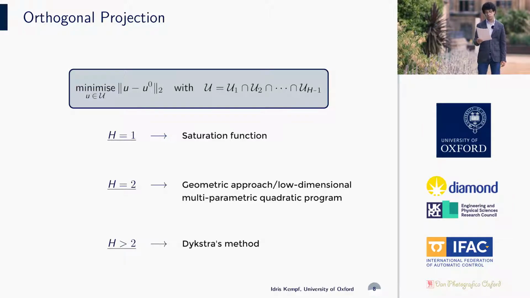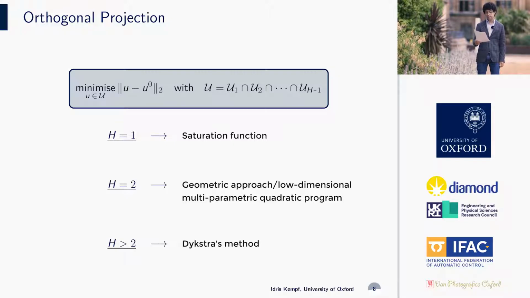One can see the above problem, also for horizon equal to 2, as a multi-parametric program with parameter u superscript 0. The solution to this program will be a piecewise affine function that is defined on different sets. The number of sets, however, will grow exponentially with horizon length h.